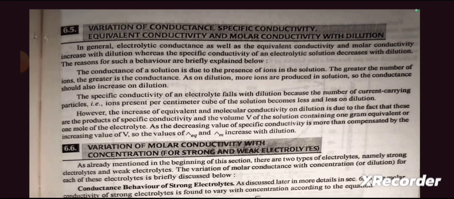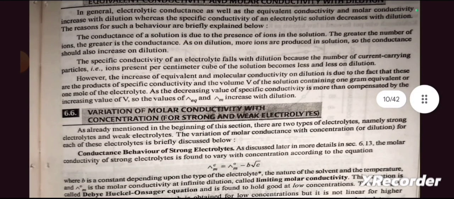The conductance of a solution is due to the presence of ions in the solution. The greater the number of ions, the greater is the conductance. As on dilution more ions are produced in solution, the conductance should also increase on dilution. The specific conductivity of an electrolyte falls with dilution because the number of current carrying particles, that is ions, present per centimeter cube of the solution becomes less and less on dilution.